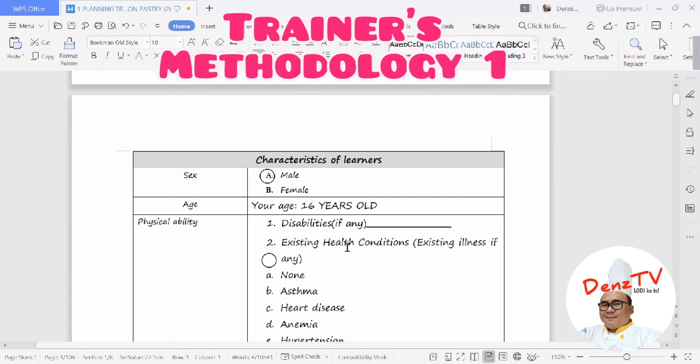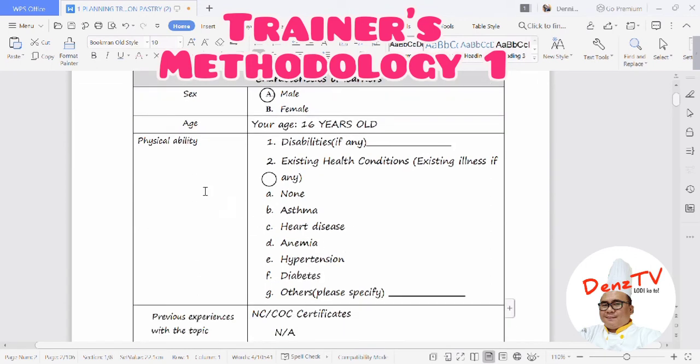So it's really important to determine the characteristics of the learners. How about physical ability? This is also important in the characteristics of learners, to know the physical abilities of your learners. So what does this mean to the plan? You have to be aware of any trainee who is less able than others to perform physical tasks before the beginning of the session.